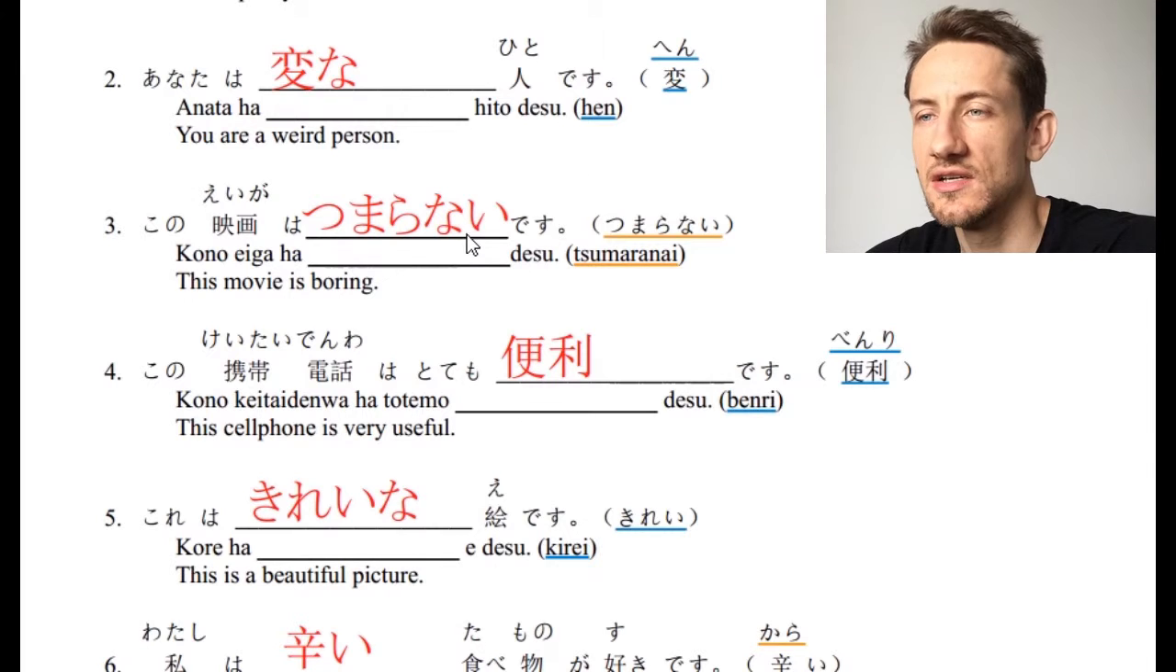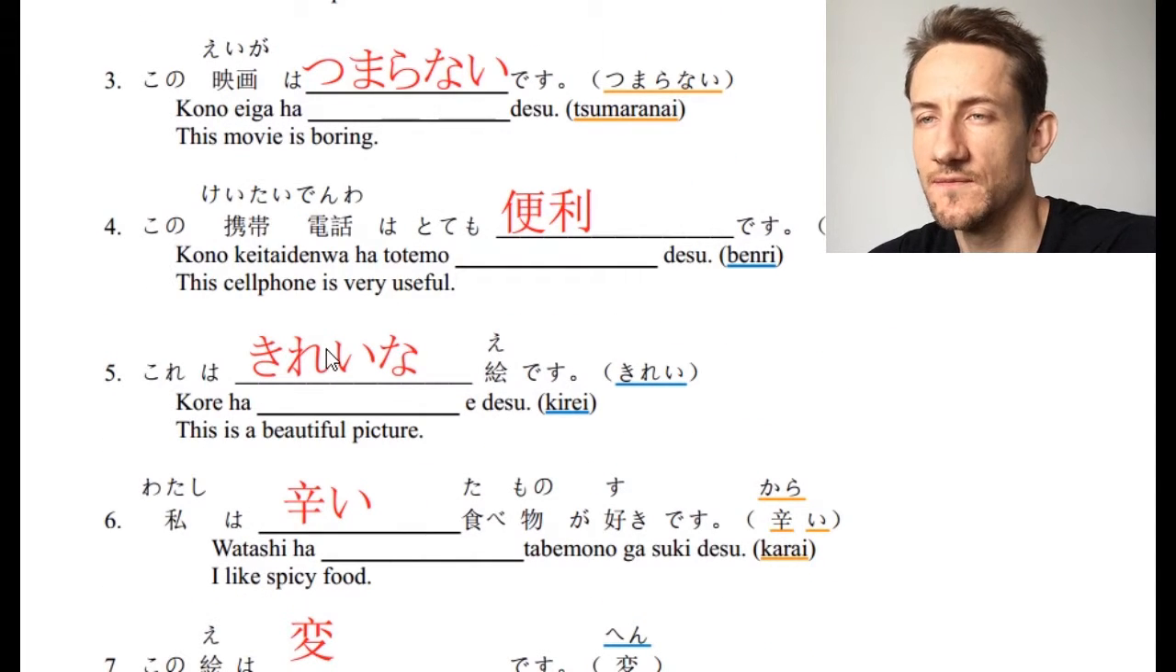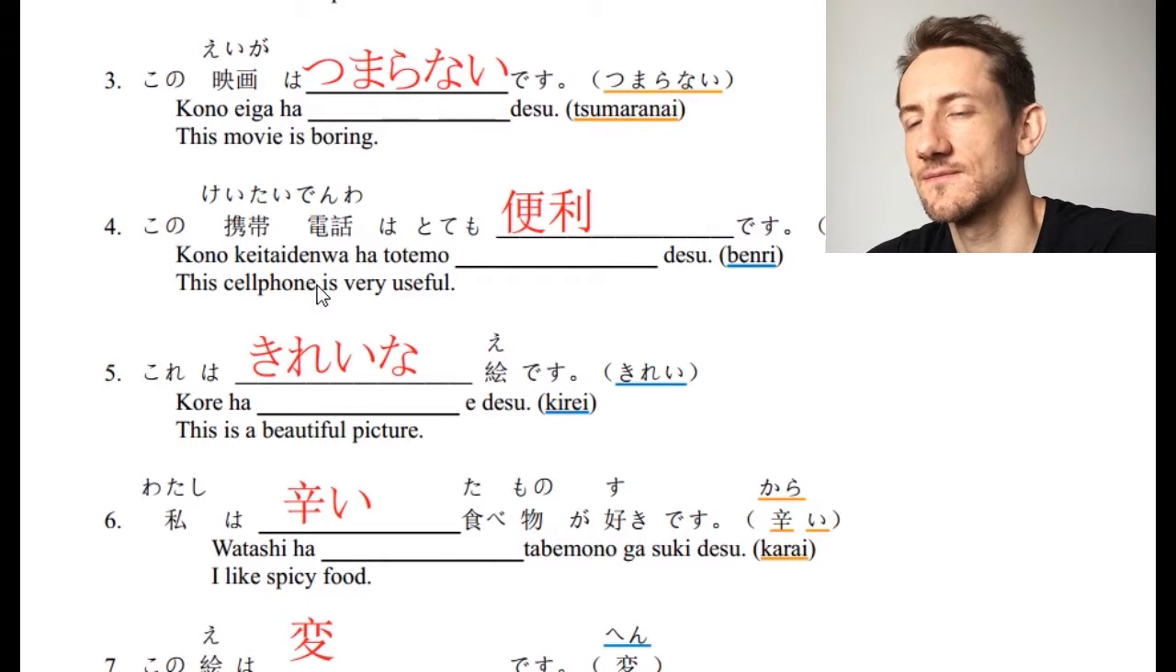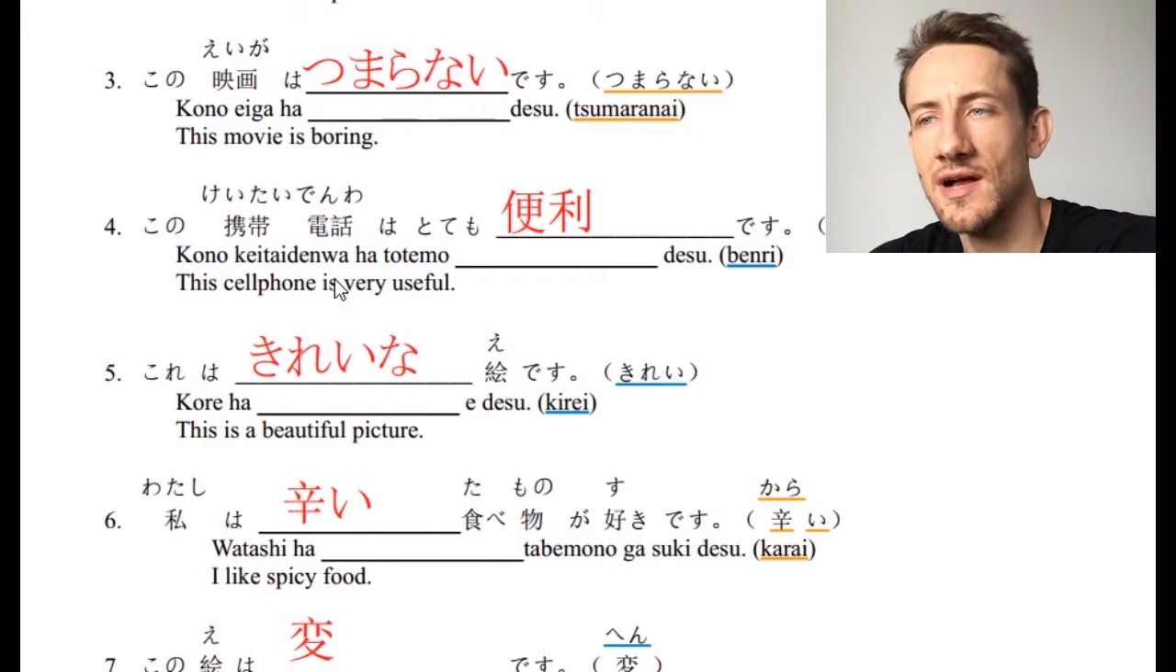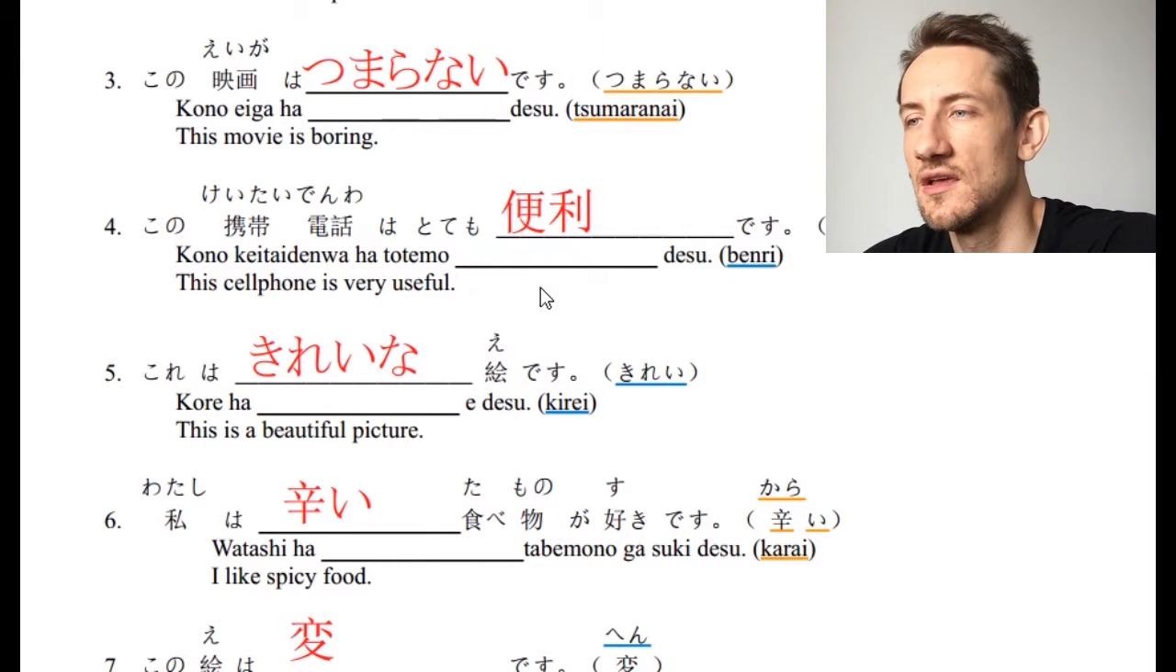Number 3, この映画はつまらないです。This movie is boring. つまらない. So here we have an i-adjective, and we have it just like that. No change. Number 4, この携帯電話はとても便利です。This cell phone is very useful.